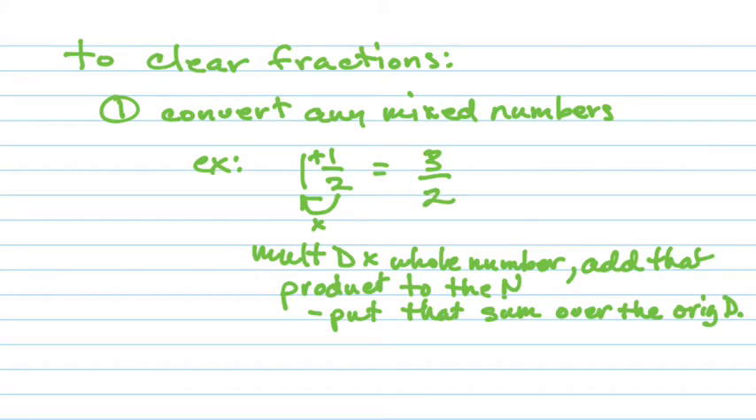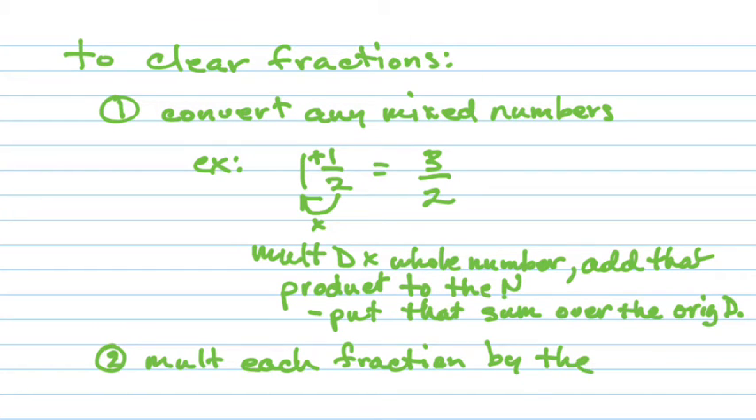Okay. Second, multiply each fraction by the LCD. Okay? And when you do that, we know that the LCD is a number that they divide evenly into, right? And so when we multiply by the LCD, what's going to happen is the denominators are going to divide away. And then all that's left is just a whole number.